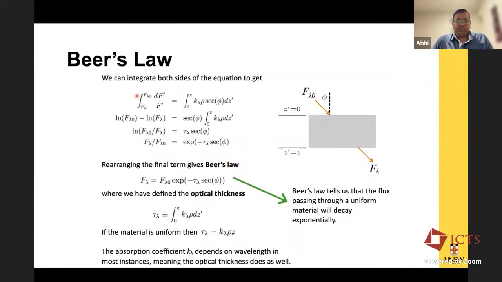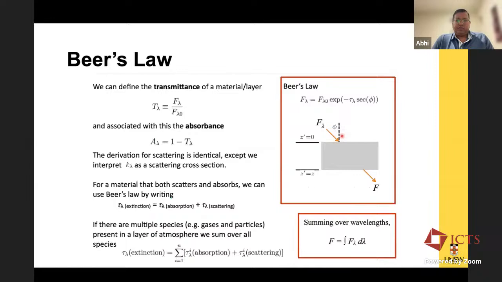I'll not go into the details of the maths here, but it's pretty simple. If we integrate on both sides, we can basically derive Beer's law, which you can see varies exponentially with the optical thickness. Optical thickness is basically this expression here. If you integrate k lambda with rho dz, you'd basically get the optical thickness of the layer. And this could be clouds, it could be liquid water vapor, it could be anything in the atmosphere.